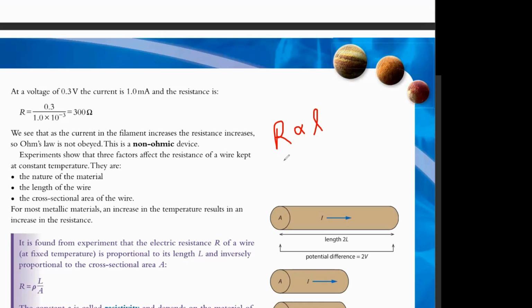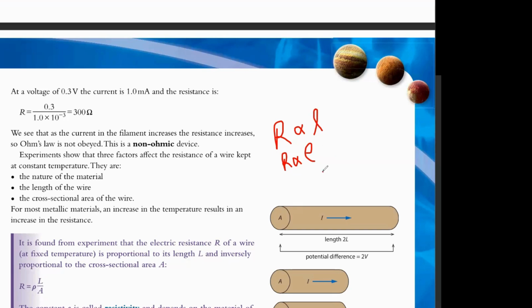Second thing, resistance depends upon the resistivity of a conductor. Resistivity is a constant. Different materials will have different resistivity values. So copper might have a different resistivity value, and aluminum might have a different resistivity value.